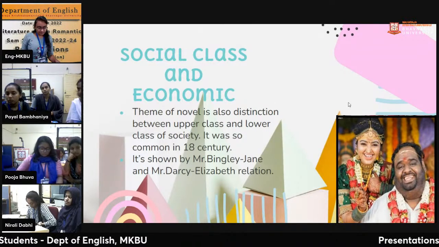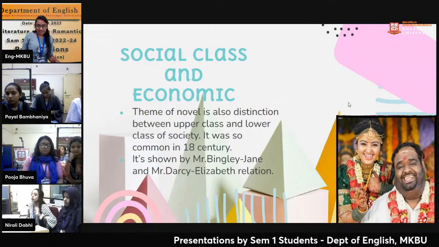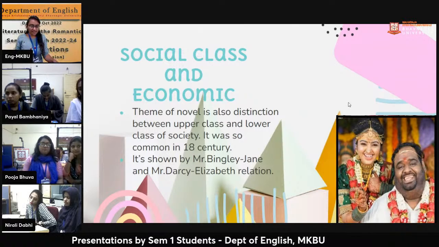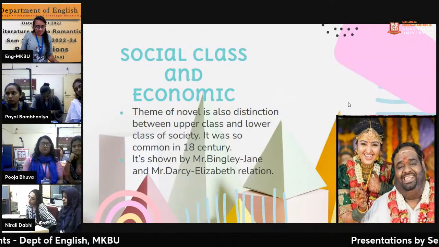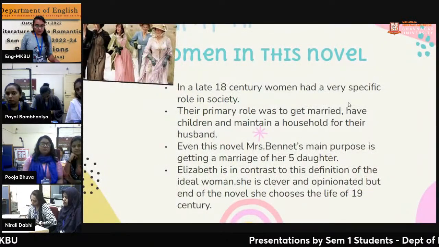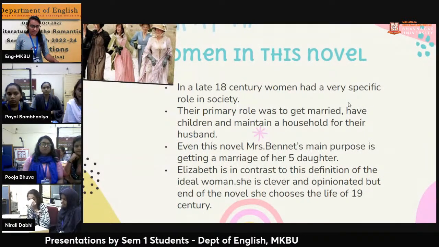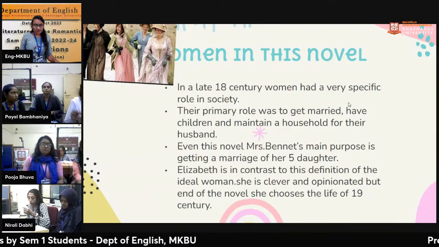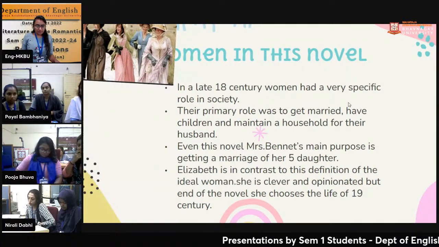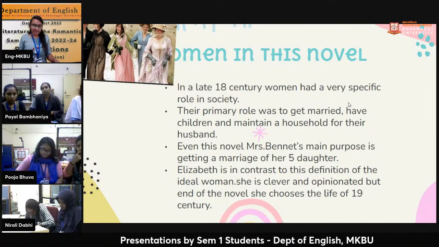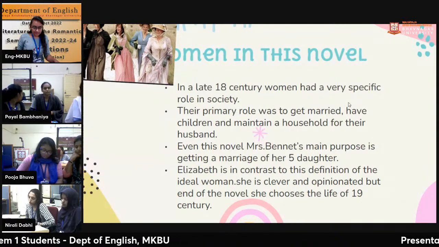In the other case, Mr. Bingley and Jane: Jane comes from a lower class and Mr. Bingley comes from the upper class. But at the end of the novel, both are married. Women in this novel: in the late 18th century, women had a very specific role in society. Their primary role was to get married, have children, and maintain a household for their husband.